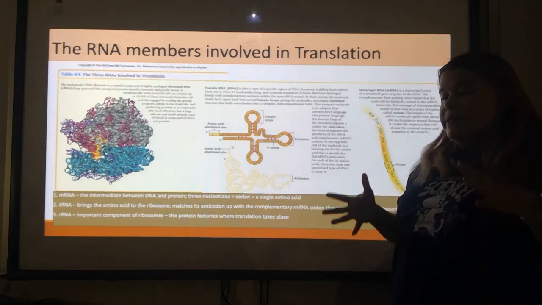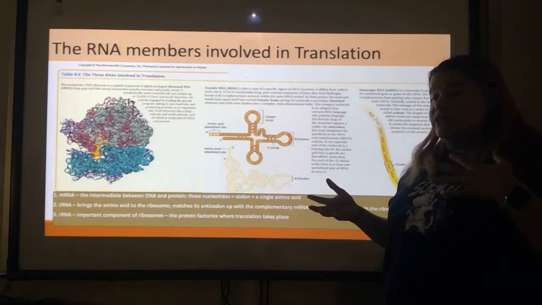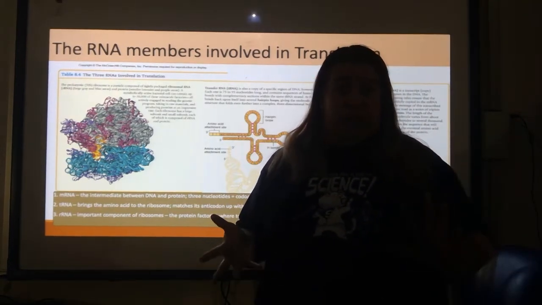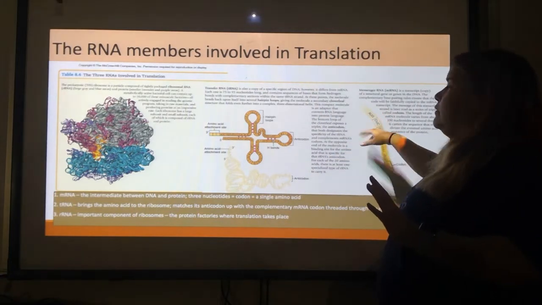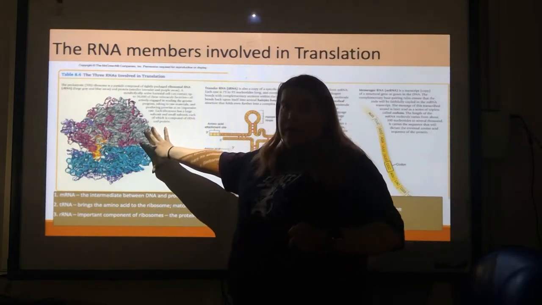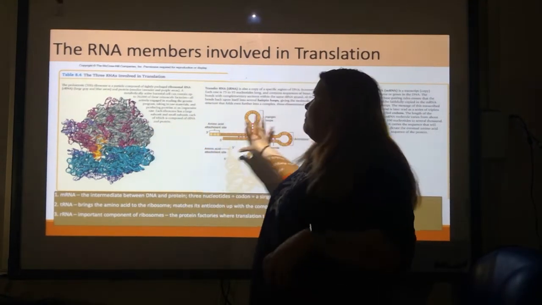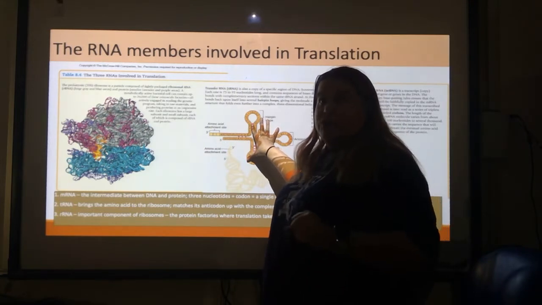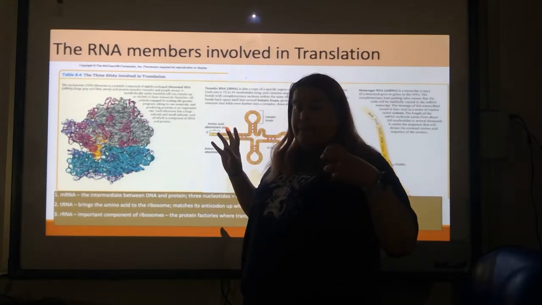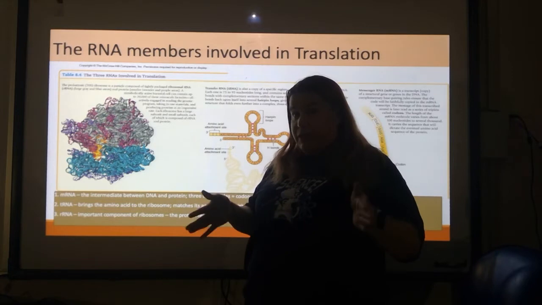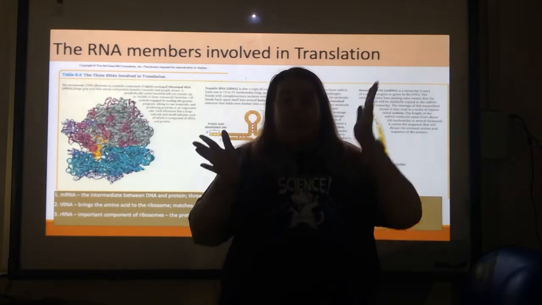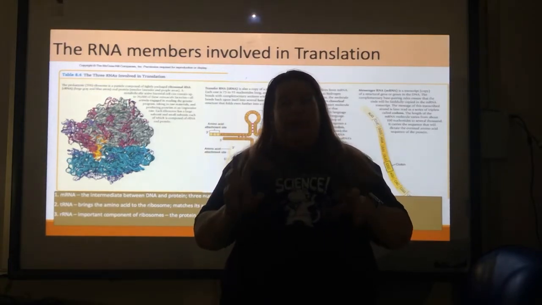There are three types of RNA that are involved in transcription and translation. One of them you've already heard, messenger RNA. The other two are ribosomal RNA, or rRNA, and transfer RNA, which is tRNA. Each one of these is a type of RNA that has a specific function in the process that we are talking about. And by process, I mean transcription and translation, because you don't really have one without the other.